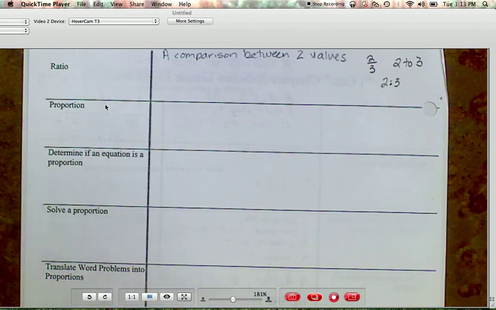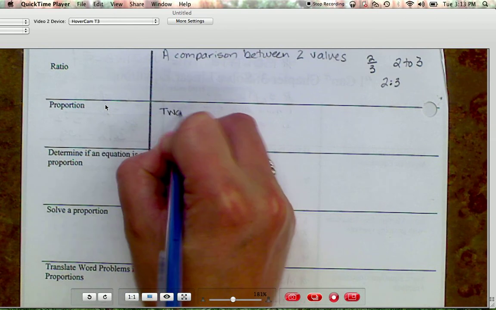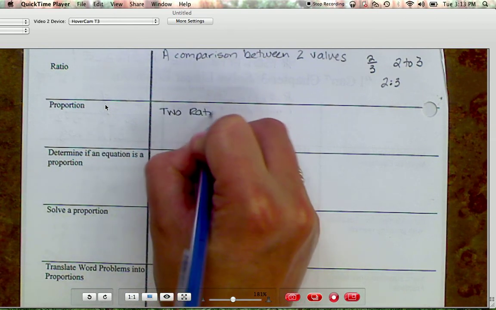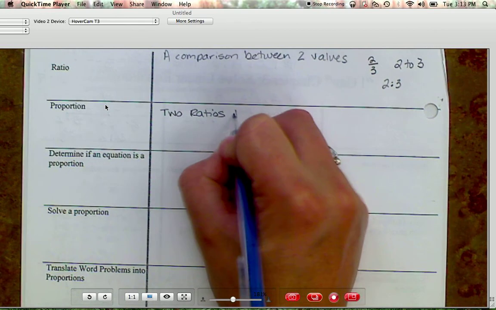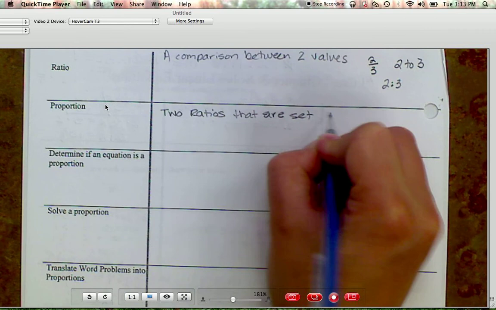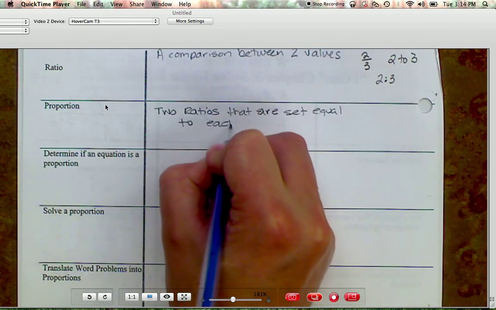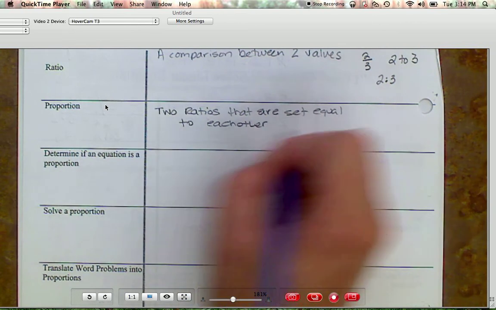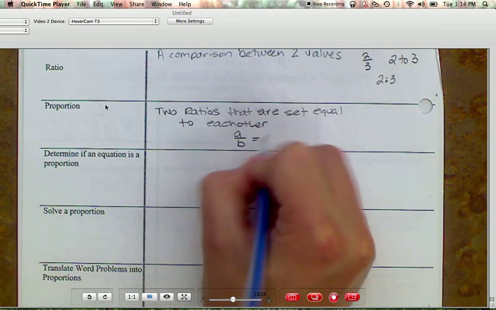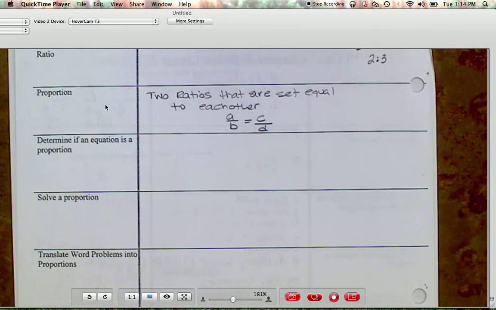A proportion, which is mostly what the notes are about today, is what you get when you put two ratios that are set equal to each other. For example, A over B equals C over D. Okay? So that's a proportion.